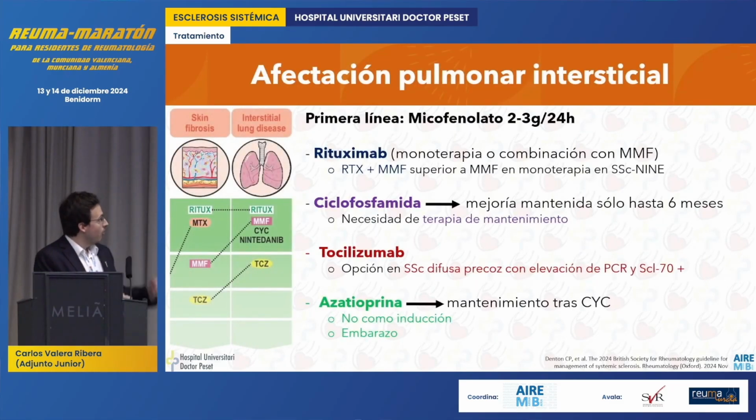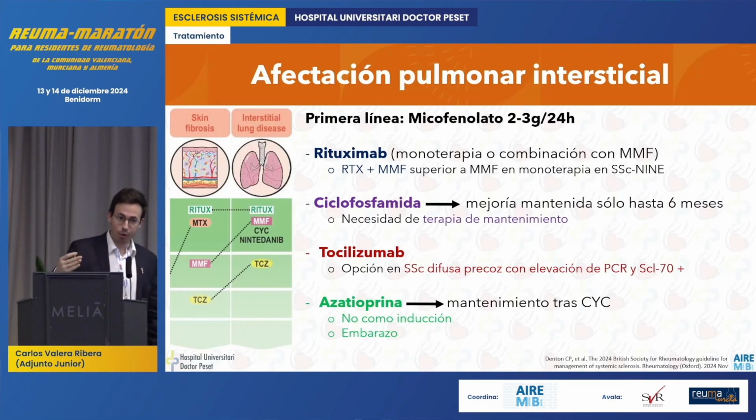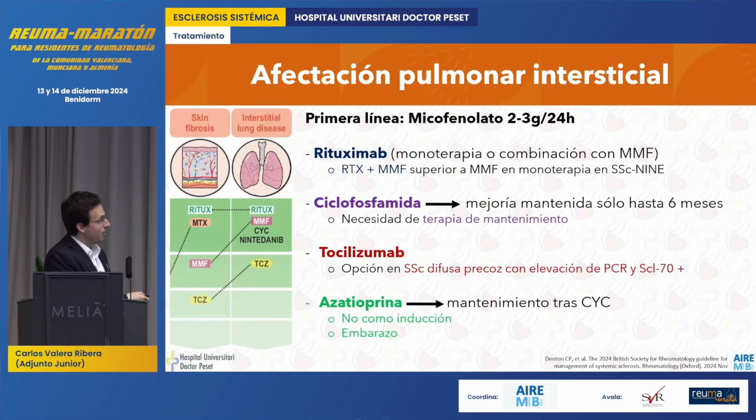Moving on to the interstitium, as I mentioned, within this therapeutic continuum, mycophenolate would be a first-line option, as well as rituximab, which has also shown superiority, particularly the combination of rituximab and mycophenolate. Cyclophosphamide, which would require retreatment every 6 months because its effect only lasts that long, is therefore very effective for induction. However, patients need maintenance therapy because in theory, you're not going to be administering cyclophosphamide to the patient every 6 months. Tocilizumab did show improvement in the trial, here, yes, as an option for early diffuse cases with a high inflammatory burden, and azathioprine, as I mentioned, is an option for maintenance after cyclophosphamide, although it hasn't been shown to be as effective for induction.